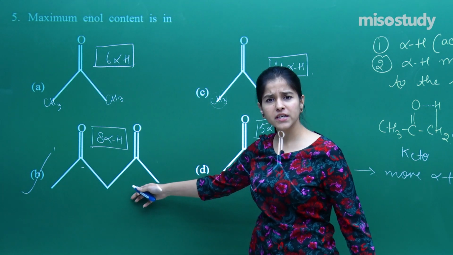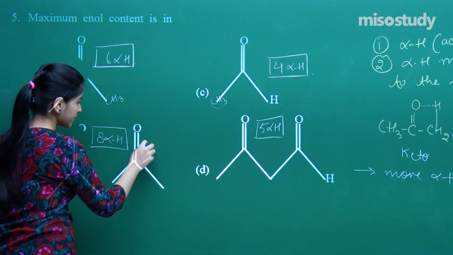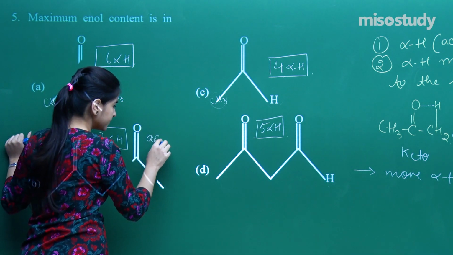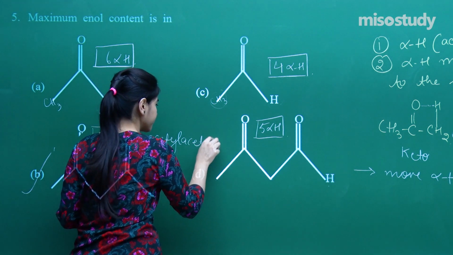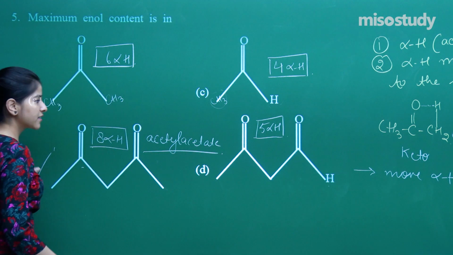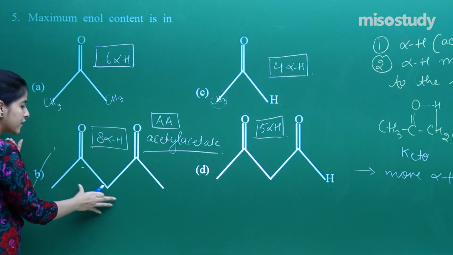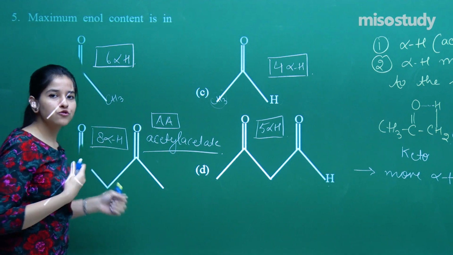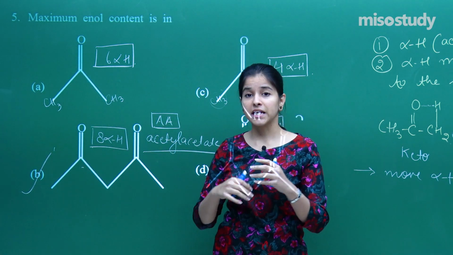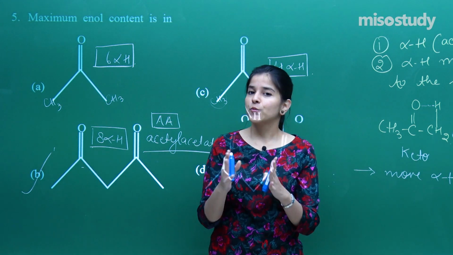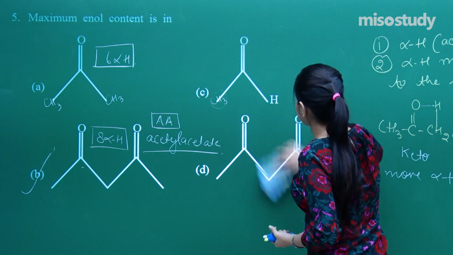What is this compound over here? This is acetyl acetate, also known as AA. It's a very famous, very popular compound used to show a special kind of tautomerism. That means it involves intramolecular hydrogen bonding. I hope you remember the concept. Now let's just move on to the next question.